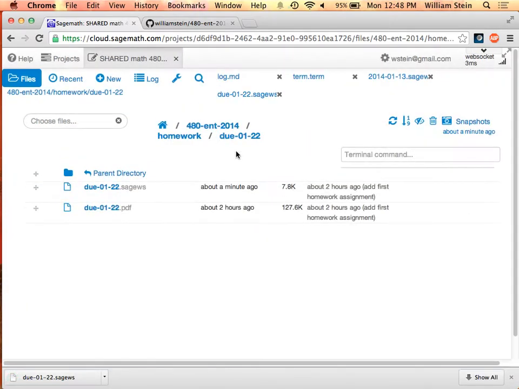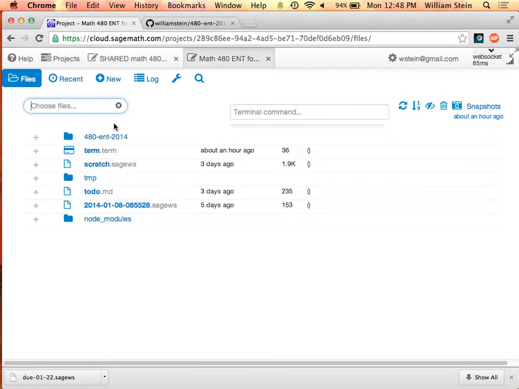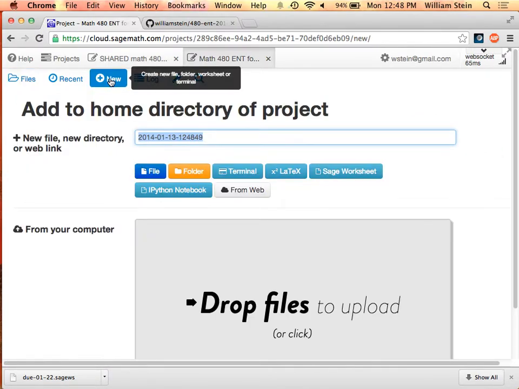And once it's on your computer, if you open up another project, like maybe your own personal project, here's my personal private project related to this class. I'll just go in and make a folder called homework. You could say new, and then here you could type in homework, and then click on folder.